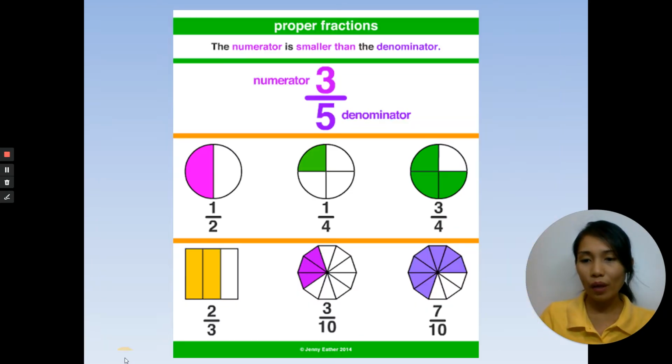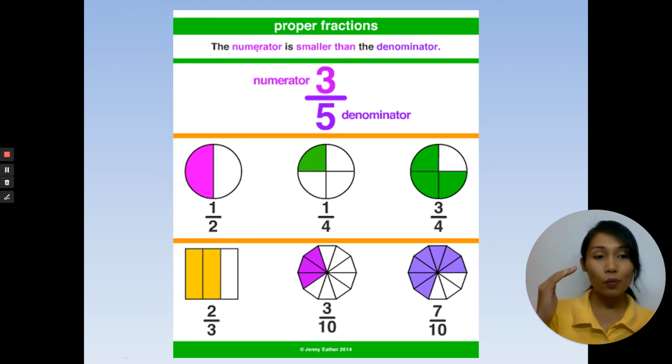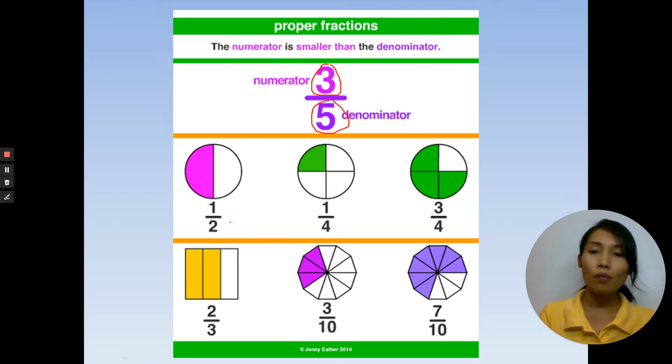Okay, but anyway, we have to review this all again and again so you will not forget. First, here is the proper fraction. A proper fraction is where the numerator is smaller than the denominator. Look here, 3 is smaller than the denominator 5. More examples over here is 1/2.